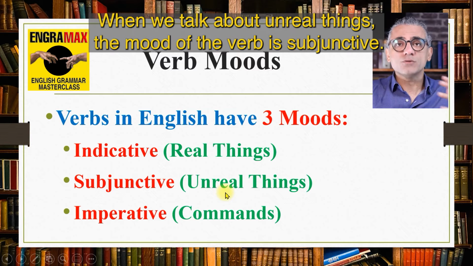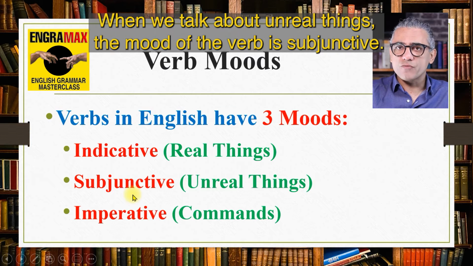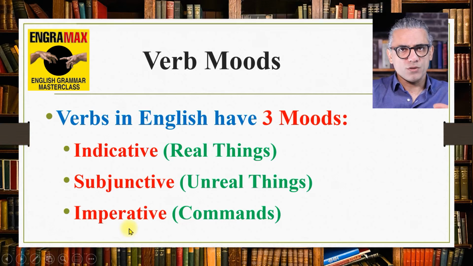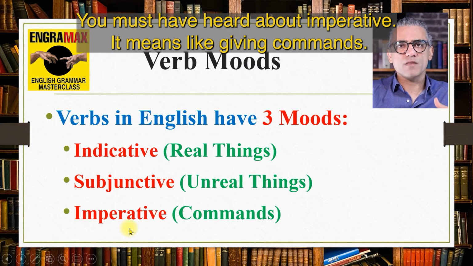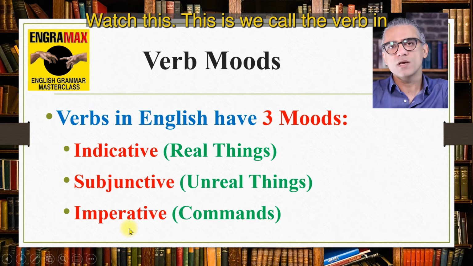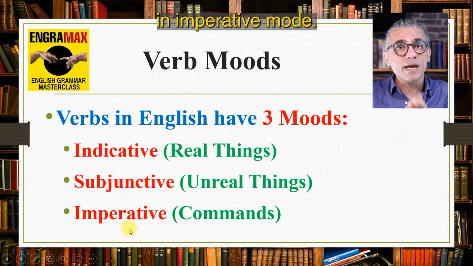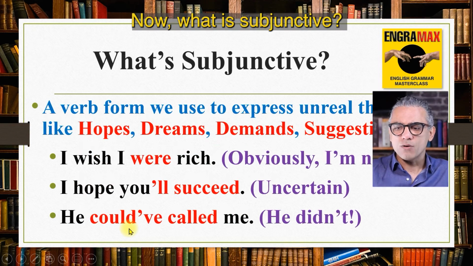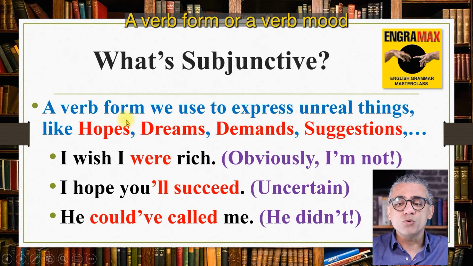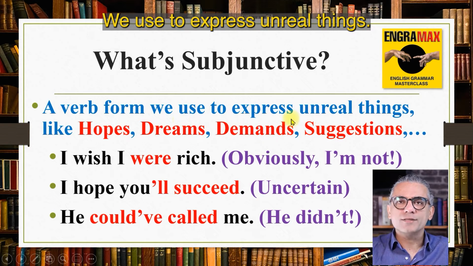When we talk about unreal things, the mood of the verb is subjunctive. And imperative is, again, very easy. You must have heard about imperative. It means giving commands. Come over here, do that, watch this. We call the verb in imperative mood. Now, what is subjunctive? A verb form or a verb mood we use to express unreal things.